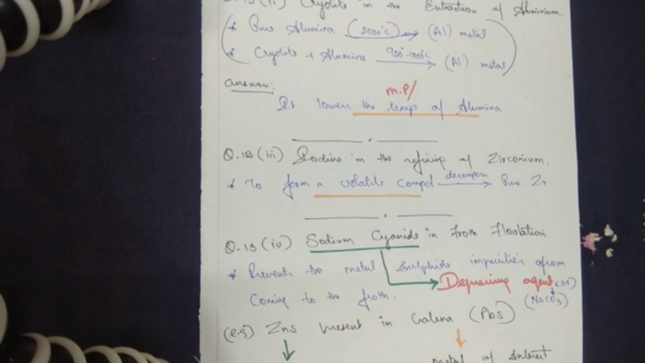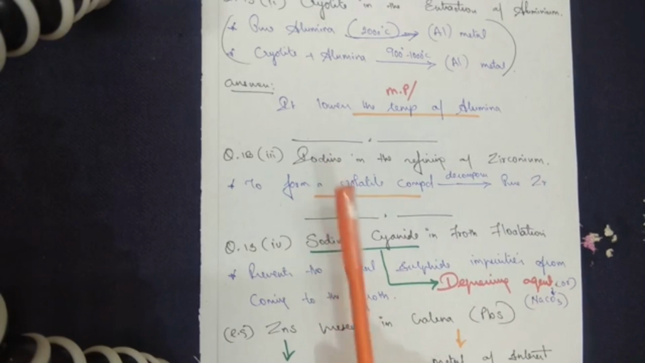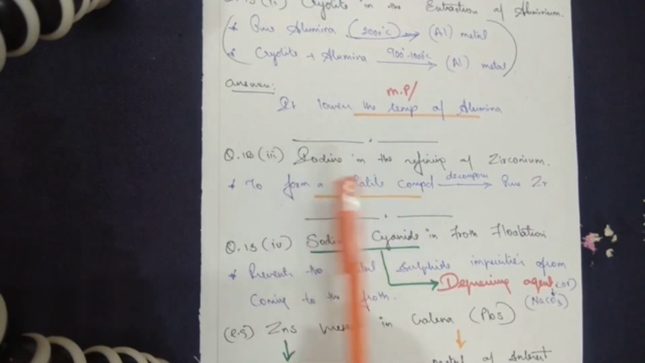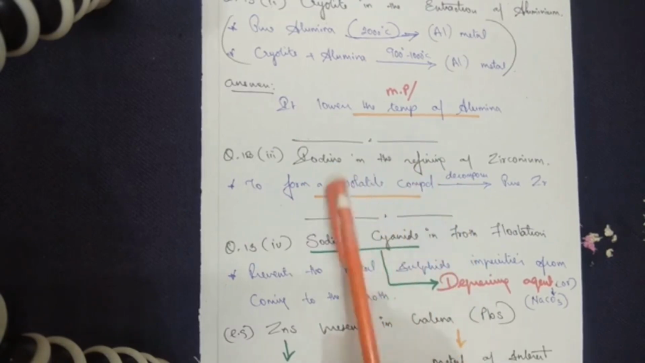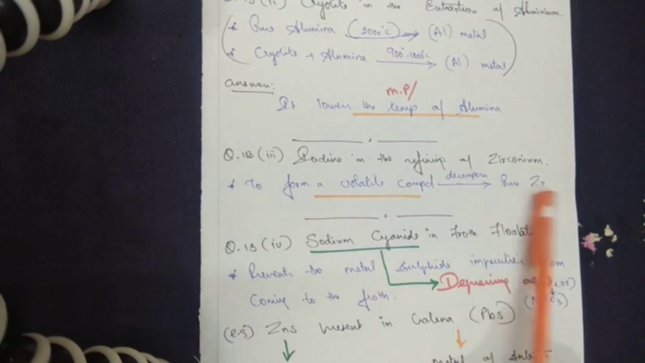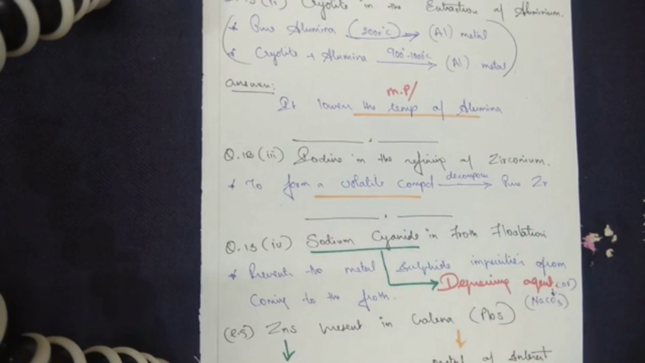The other one is the Van Arkel method. This is suitable for zirconium and titanium, both of which are treated with iodine. Now, iodine in the refining of zirconium, what's the purpose of iodine? It forms a volatile compound. You take a crude metal, treat it with iodine, you get a volatile compound. The volatile compound, when you further decompose it, gives you the pure metal. The point of interest here is zirconium. The underlined word is the answer. Other than this, if you write any stories, no marks will be given.